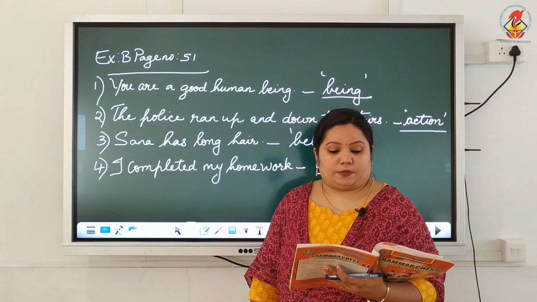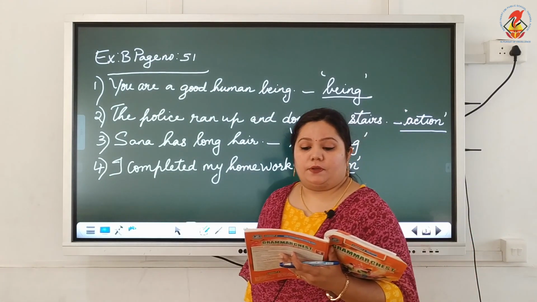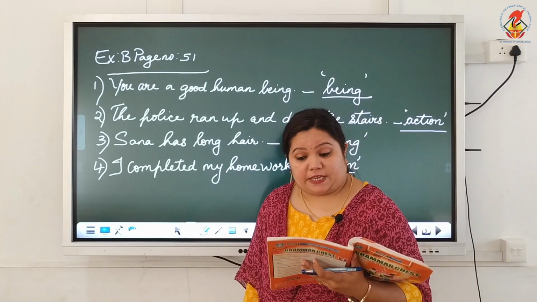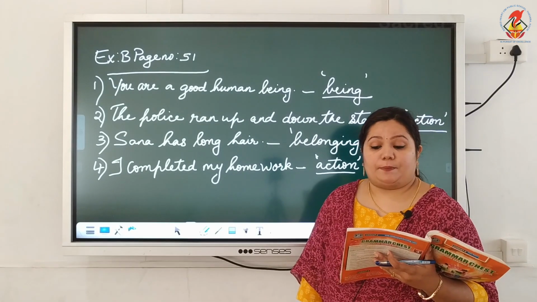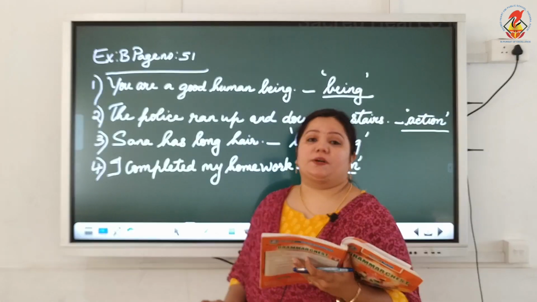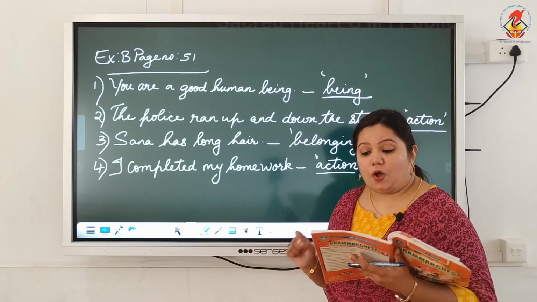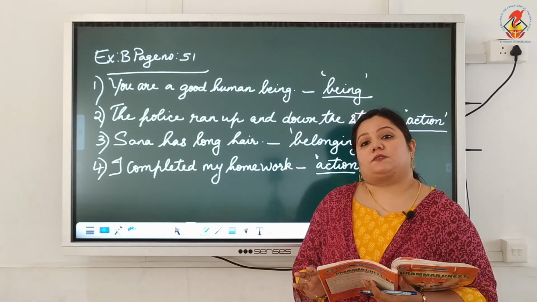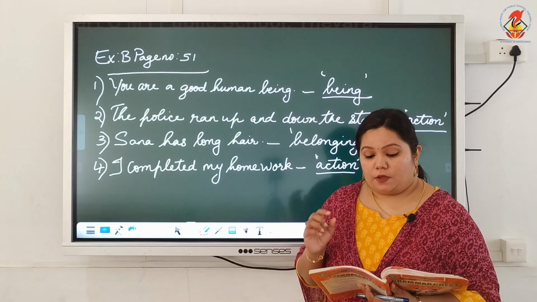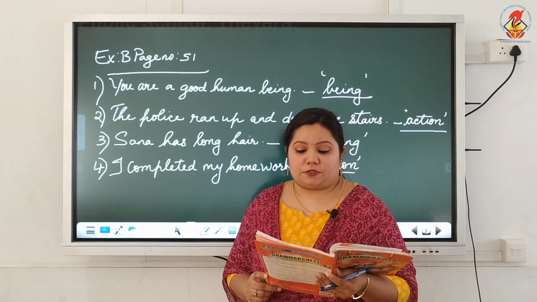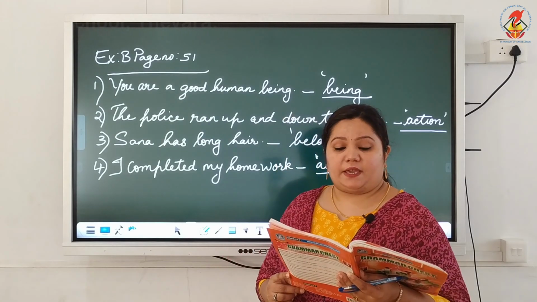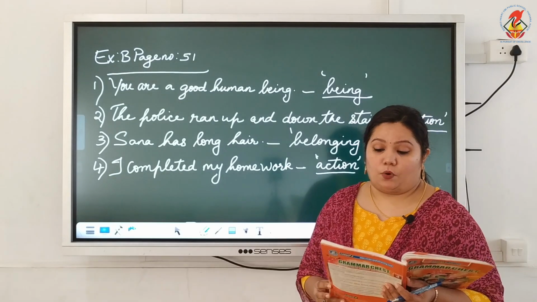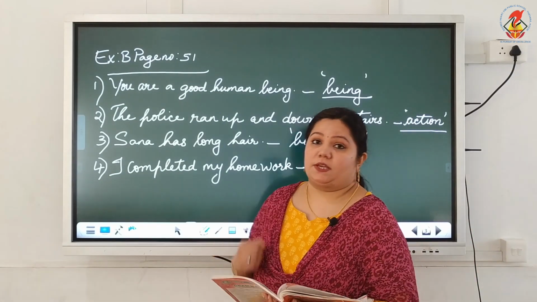Now let us go to the next one. Underline the verb and write action if it is indicating action, and being if it tells us what a person is, and belonging if it shows what the person has. So all these three things verbs would rather mention. So you have to underline and write action if it indicates action, being if it tells us what a person is, and belonging if it tells us what a person has or possesses.